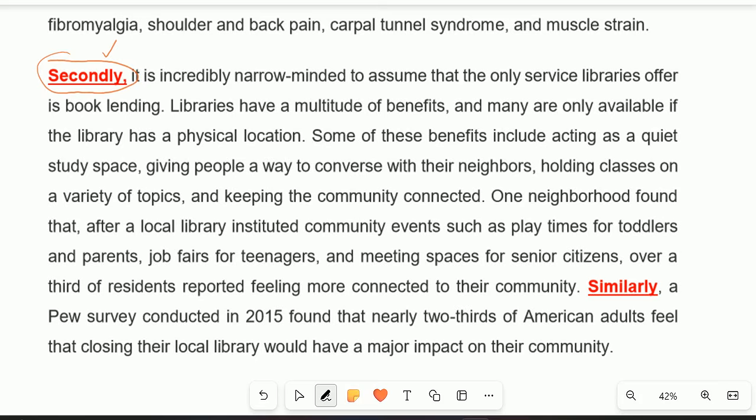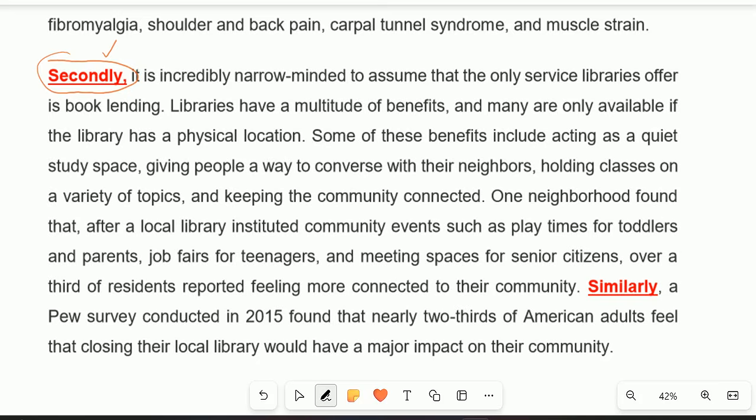Secondly, it is incredibly narrow-minded to assume that the only service libraries offer is book lending. Libraries have a multitude of benefits, and many are only available if the library has a physical location. Some of these benefits include acting as a quiet study space, giving people a way to converse with their neighbors, holding classes on a variety of topics, and keeping the community connected.